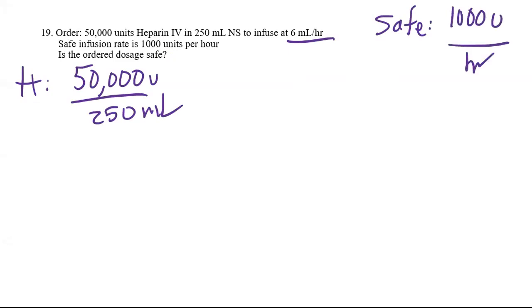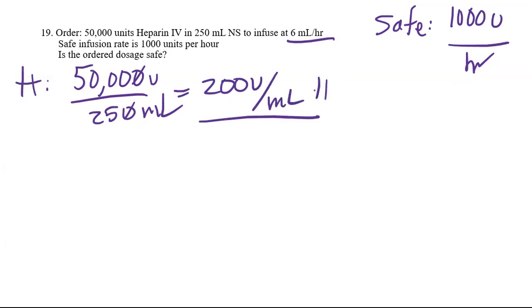Okay, we need to know if this is a safe dosage. So this is what we have. We can just start chipping away at that and make it a little bit easier. We'll say 5,000 divided by 25. That'll be a much easier number to do. That's going to be 200. Okay, 200 units per mL. That's what you have.